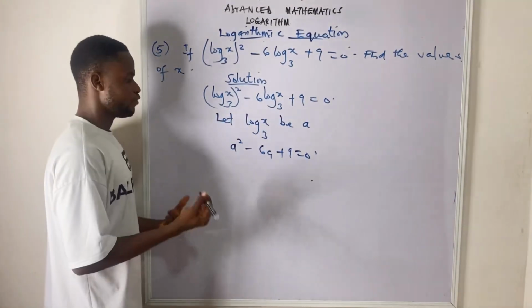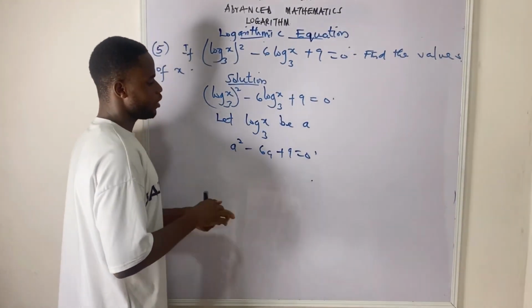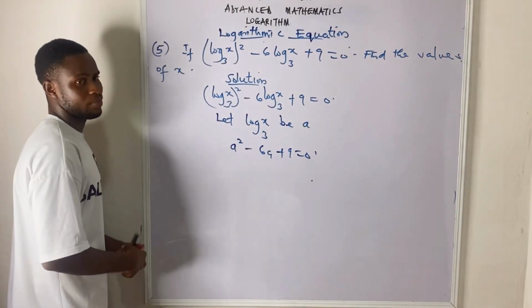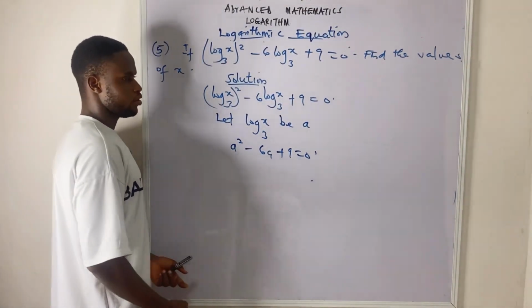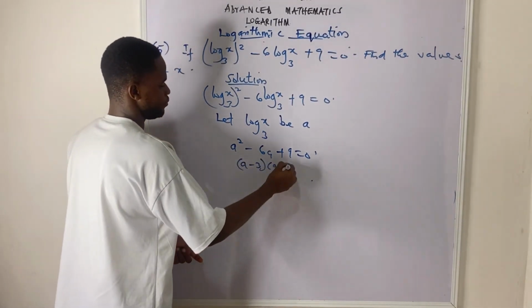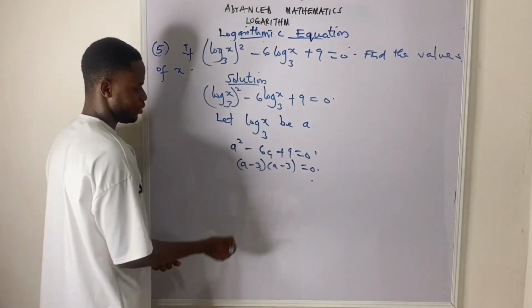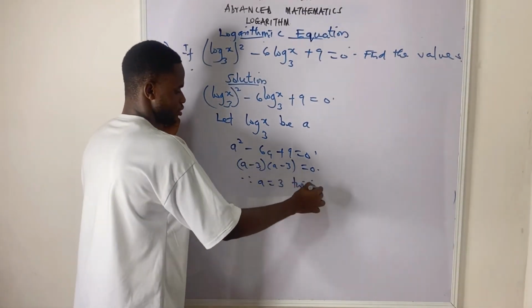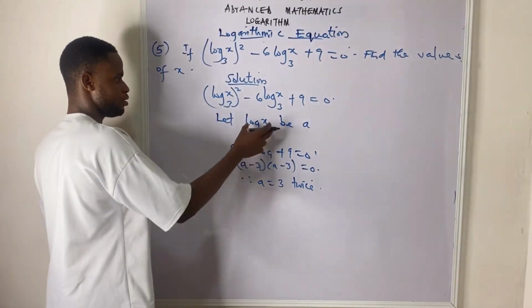Because this is a quadratic equation. Find two factors that you multiply, that will give you 9, and that you add, that will give you minus 6. And what is that? Minus 3 times minus 3 is plus 9, and minus 3 minus 3 is minus 6. So the answer is just (a minus 3) into (a minus 3) equals 0. And therefore a is 3. You can say it's equal to 3 twice. So if you know that a is 3, now you put it back in terms of s.